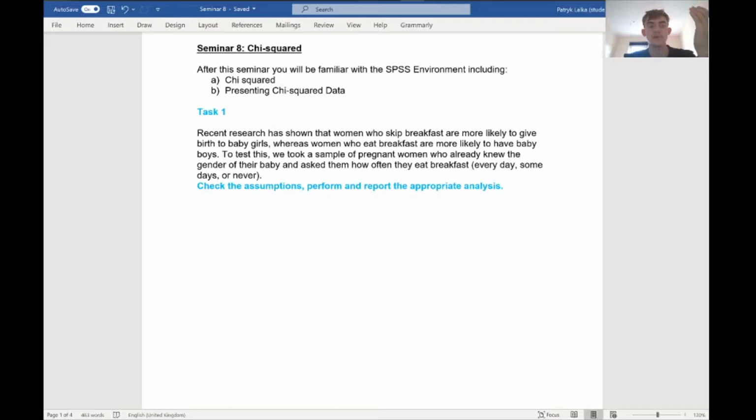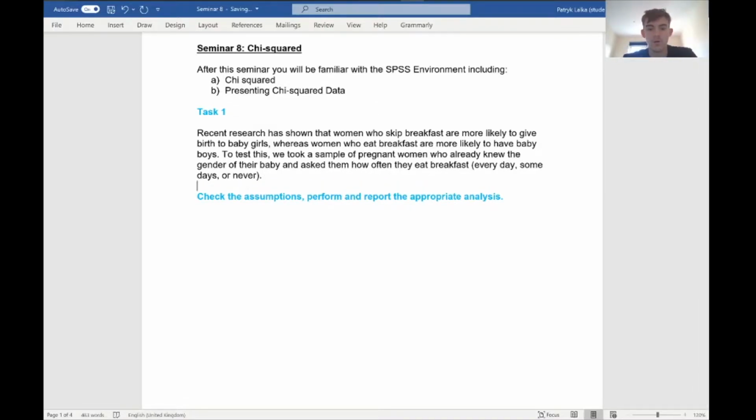So here, we're not testing any difference in the sense of independent or dependent, because we're not comparing two variables. What we've got is nominal data of every day, some days or never, and we're just taking how many times that occurs, so we're taking a frequency. We're basically taking a tally of these nominal variables, and that's why we're doing a chi-squared, because we're comparing those frequencies and seeing if how often you have breakfast relates to the gender of the baby. So if we jump straight into Jamovi.